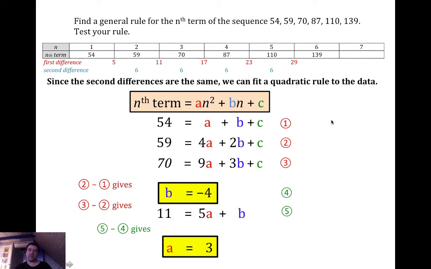Now that we know the a and the b, we can go all the way back to the start and plug them back into equation 1. So 54 equals a plus b plus c becomes 54 equals 3 minus 4 plus c. Well, 3 minus 4 is minus 1, so that becomes 54 equals minus 1 plus c. Add 1 to both sides to get 55 equals c. So that's what c is. c equals 55, and then our rule that the nth term equals an squared plus bn plus c becomes nth term equals 3n squared minus 4n plus 55.